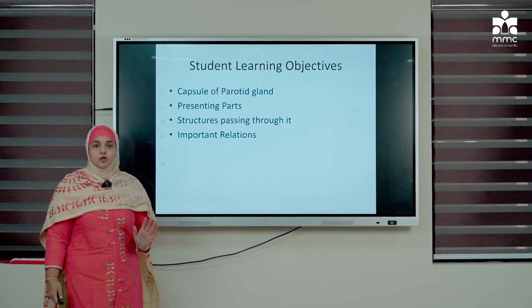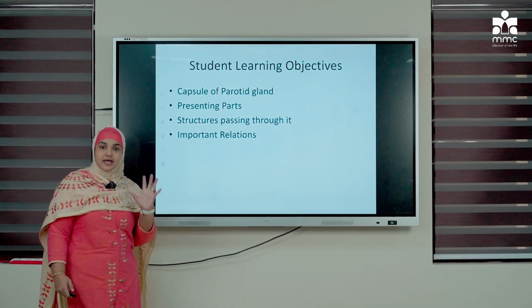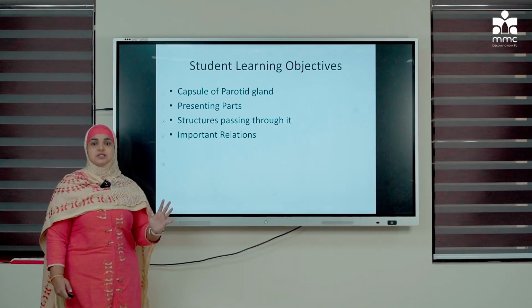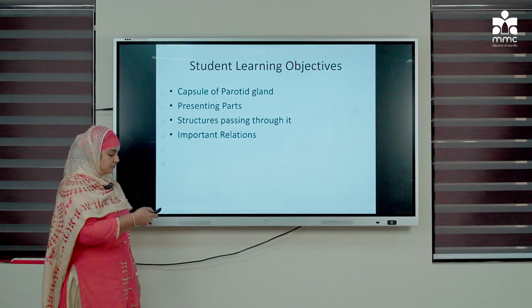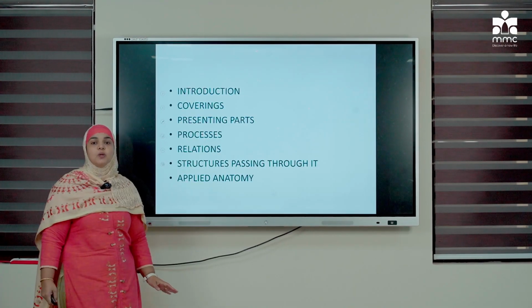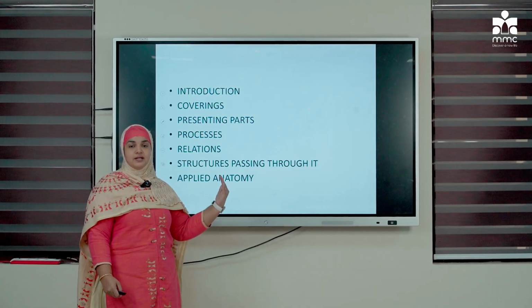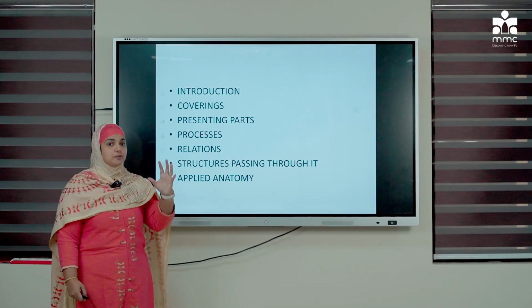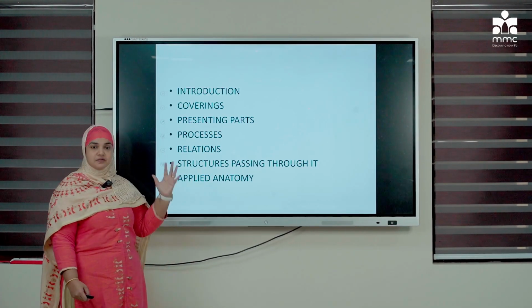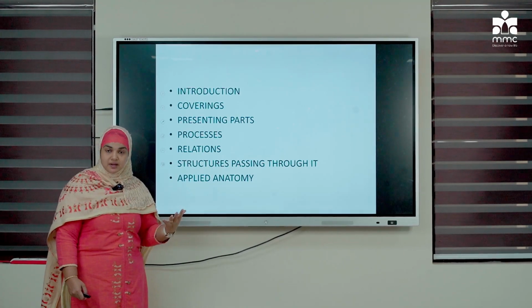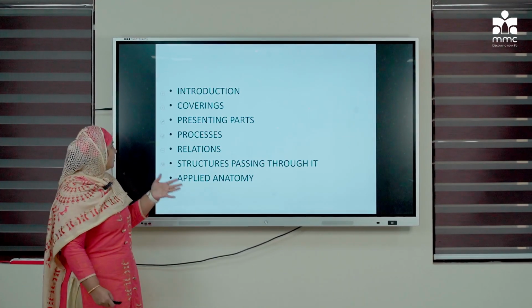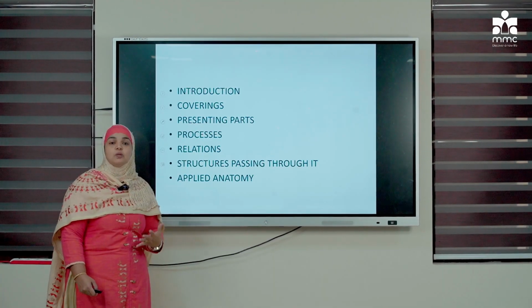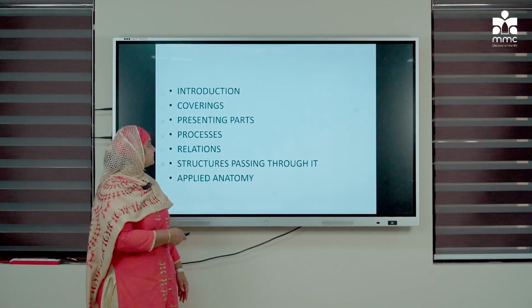So the student learning objectives include knowing about the capsule or the coverings of the parotid gland. We have to know the presenting parts, the structures that are passing through it, and the important relations. So here we will deal with parotid gland under the following headings: a brief introduction about the parotid gland. Then we will go into the coverings, that is the capsules, the presenting parts, then the relations, the focus on the processes and the structures passing through it, and finally we will wind up with applied anatomy.